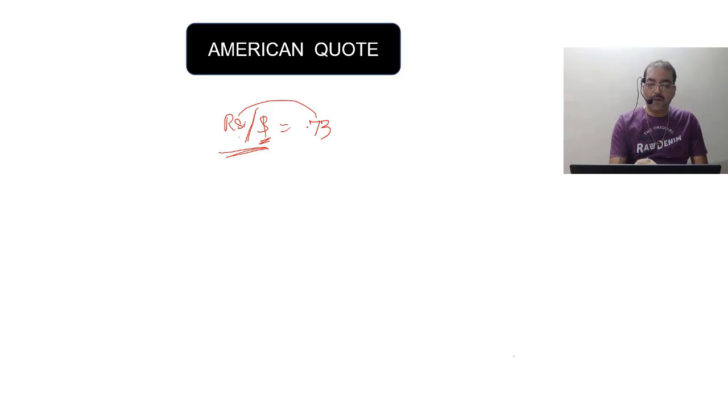Now, what I want to show is that there are different ways of writing this. This rupees to dollar can also be written as dollar to rupees, something like 0.0125. So the format of writing is basically one currency slash another currency. That means there are two parts in the format: the first currency here and the second currency here.